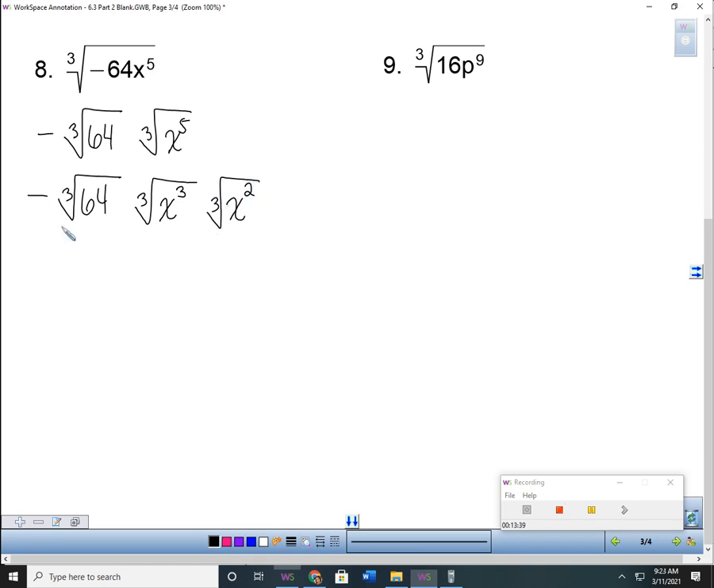So your perfect cubes are the first one and the x to the 3rd, so you're going to do those first. Keep your negative out front. The cubed root of 64 is 4. And then you have the cubed root of x to the 3rd is x. And then your cubed root of x to the 2nd.